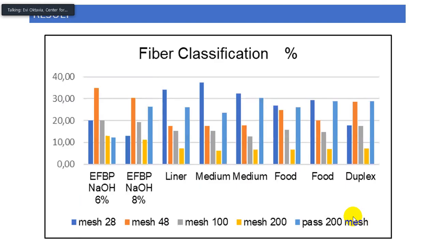This is the fiber classification. As in the background, recycled paper can only be effectively recycled 5 to 7 times. But in Indonesia's case, we didn't know about the recycled paper that is already available commercially. That's why we think it's important to get this data. As we can see, the EFB pulp from caustic soda 6% and 8% shows a good fiber classification compared to the commercial brown paper. As we can see, in commercial brown paper, the fiber becomes shortened and also increases the pass of 200 mesh.